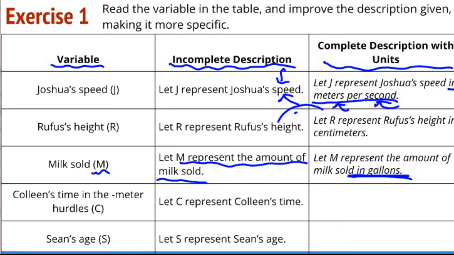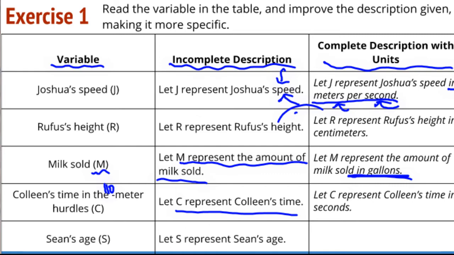Oh, missing a number there. Let's say it's the 110-meter hurdles. Colleen's time in the 110-meter hurdles. Well, are we measuring this in years, weeks, days, minutes, hours, seconds, decades, millennia? So let's get specific. We're going to measure Colleen's time in seconds.